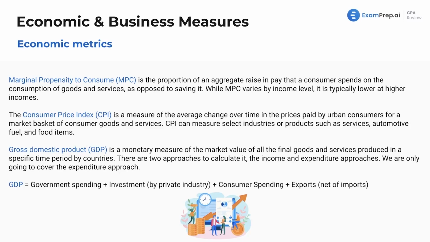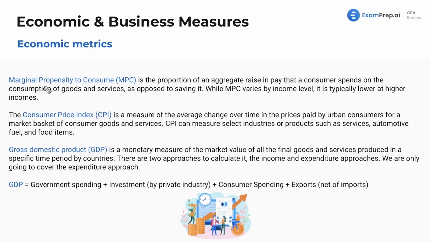Some economic metrics to understand and be familiar with. We've got the marginal propensity to consume. Gosh, I love consuming. Give me some nachos, please. The consumer price index, the gross domestic product, and the formula for GDP is right here. Let's start off with the MPC, the marginal propensity to consume.